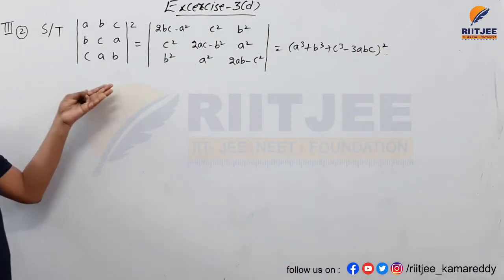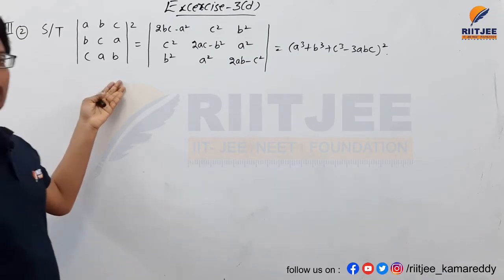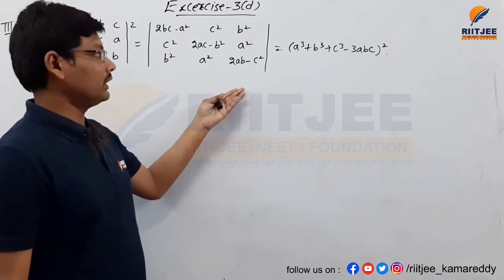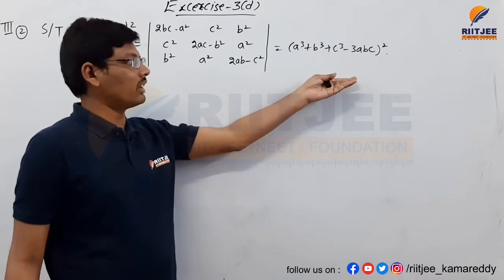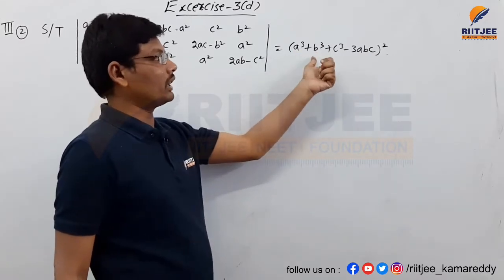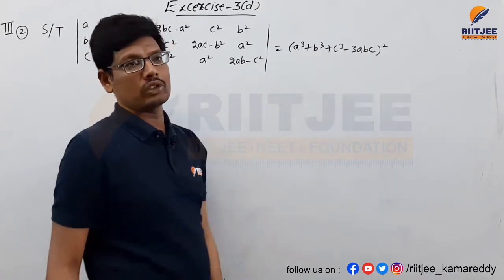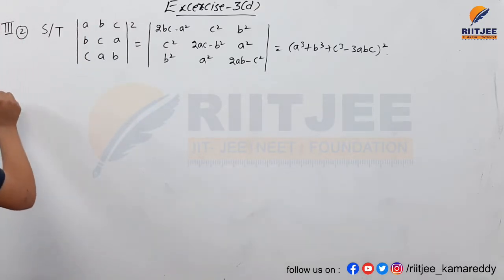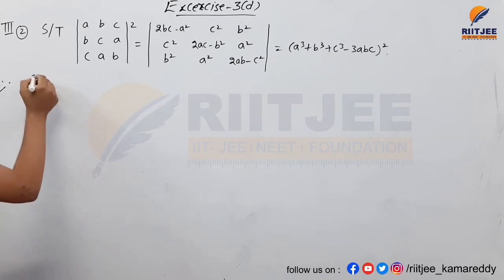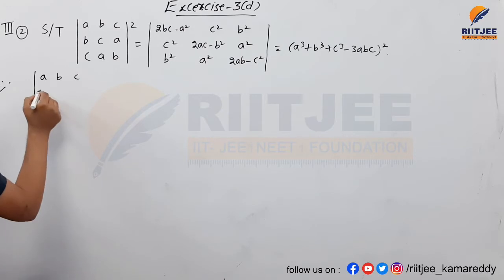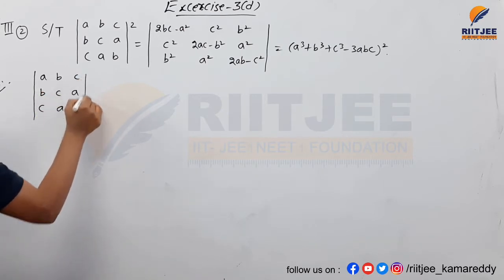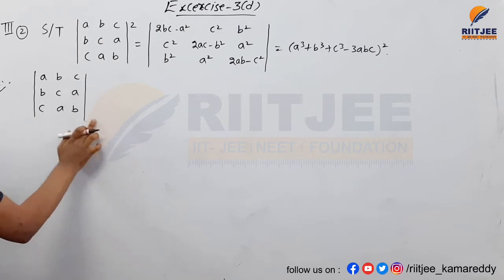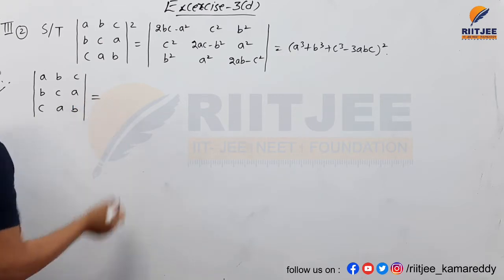We are given one 3 by 3 determinant square equal to another 3 by 3 determinant, and that is equal to the condition (A cube plus B cube plus C cube minus 3ABC) whole square. This is the given question. For the solution, I am taking directly this determinant A B C, B C A, C A B. For this one we need the square, so directly I am finding the determinant.